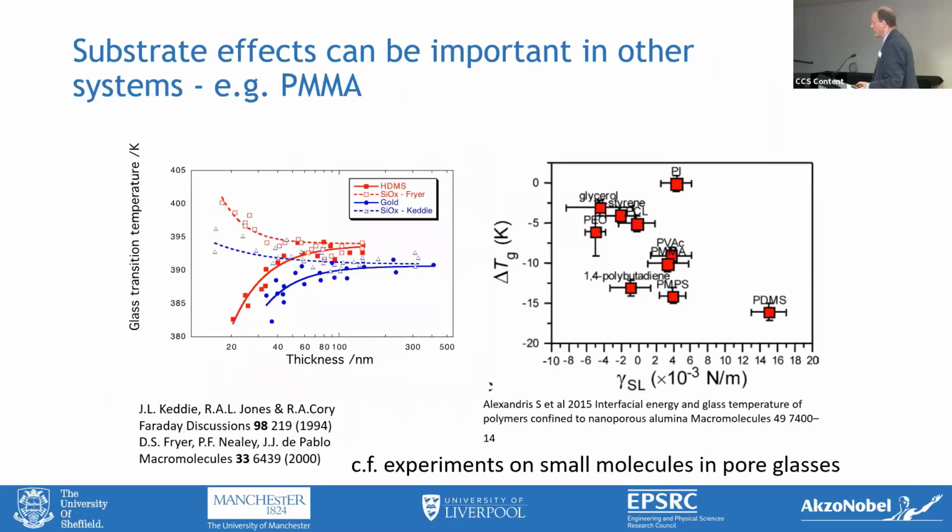That's the surface. We're interested in the substrate, and roughly at the same time, Joe and I did some measurements on some different surfaces in PMMA. So PMMA is a polymer that has a bit more of a strong interaction with an oxide surface, that shows actually an increase rather than a decrease.